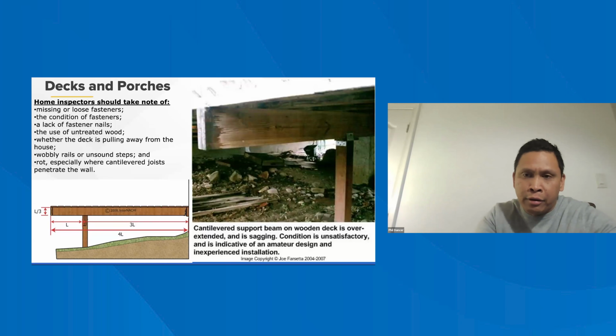Oftentimes, the different parts or sections of a decking or porch system that are going to be in need of further evaluation, repair, care, are going to be the connections, the connective parts of the deck. Here you can see on this particular slide missing or loose fasteners, whether it be bolts, nuts, or the deck hangers themselves. Maybe they're missing nails, maybe those nails are loose, maybe those nails aren't driven at a diagonal angle.